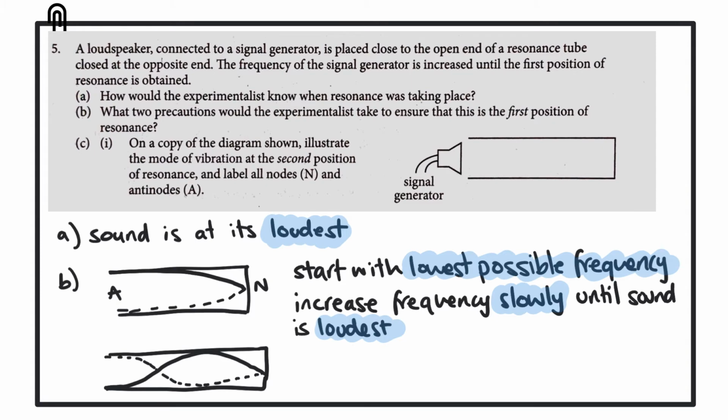So now we want to label on all the nodes and all the antinodes. The nodes are where the amplitude is 0, so that will be here at the closed end of the tube and again here at this point. Then our antinodes are where we have the maximum amplitude. That will be at the open end of the tube and again here.